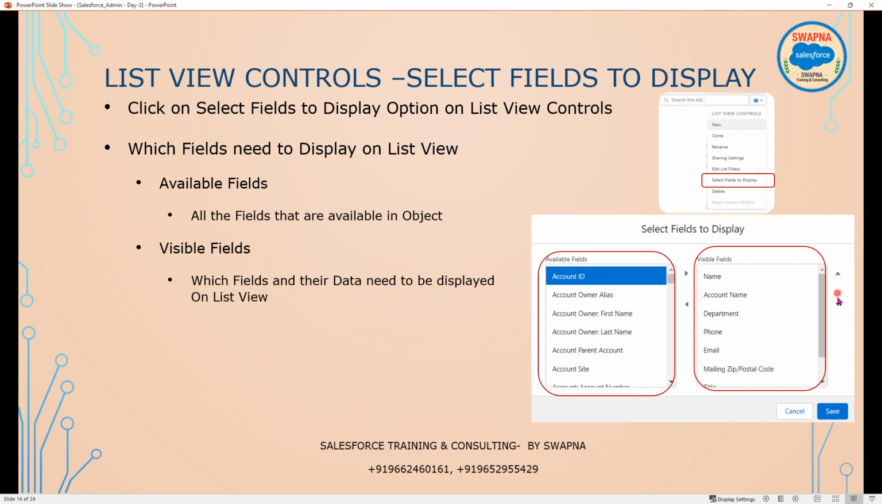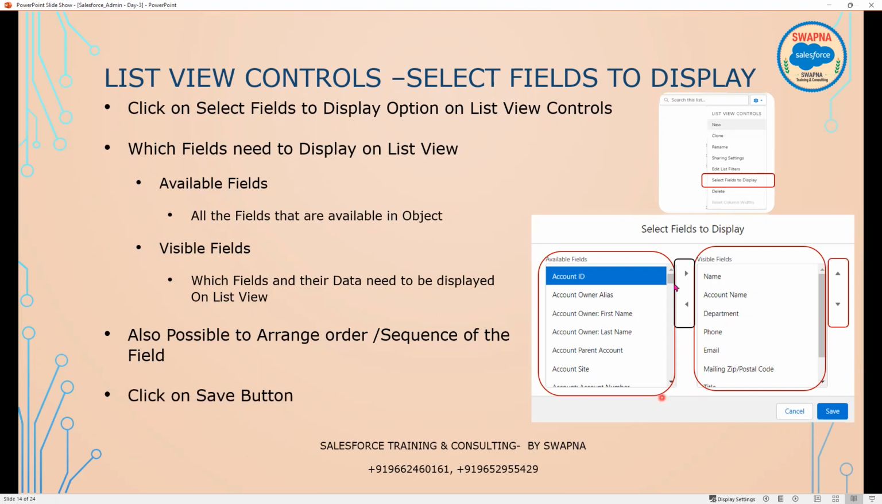And then we have options here, called up arrow and down arrow. This is moving from available to visible, and from visible I can take it out by clicking on this remove option. Also I can arrange the order by selecting these options. Now, first I wanted to display the account name. Next, I wanted to display the email. So whatever the order is, we can use that order and click on save.